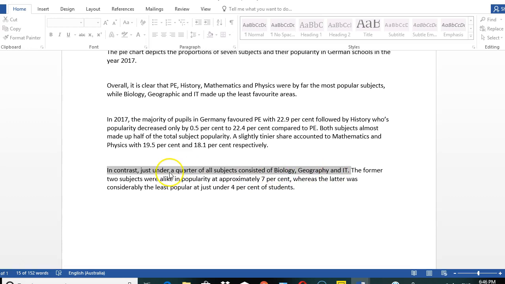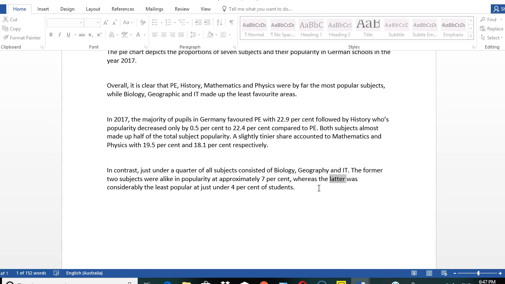But if you put it this way, you are actually saying something else. You are saying that only 3 subjects were less than all the subjects. So it's not about the subjects themselves, it's about the popularity of these subjects and the share of the popularity. The former 2 subjects, you may even say the former 2. Very nice use of the former, yes, and of the latter.